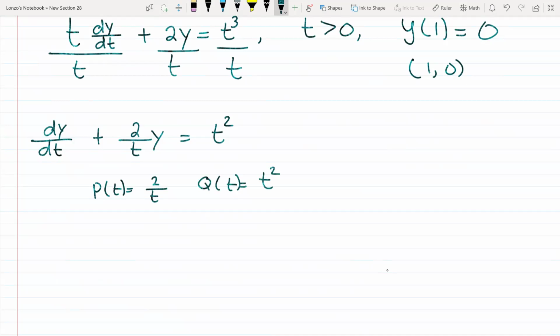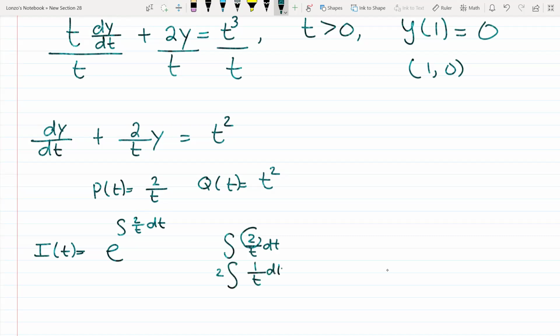Okay, so then find your integrating factor. It is equal to e to the integration of p of t, which is 2 over t dt. So wait, how do you take the integration of 2 over t dt? Well, 2 is a constant, so you could take that out. So now you're left with 1 over t dt, right? And then what is the integration of 1 over t? It's just the ln of the absolute value of t. And then you have it. And then you still have this too.